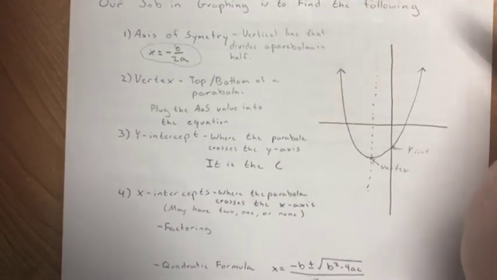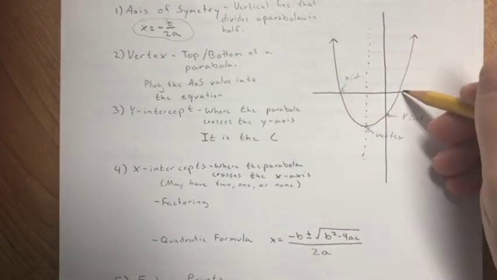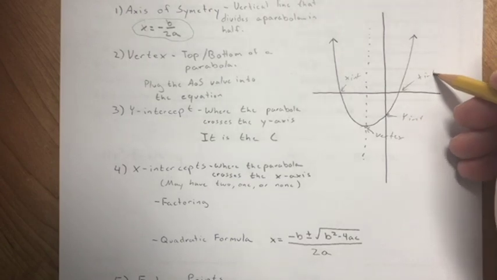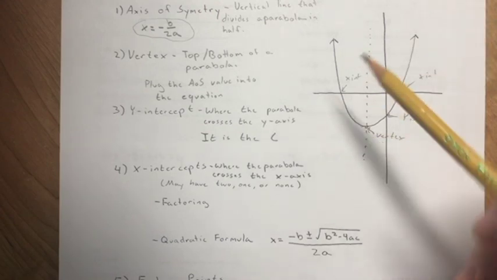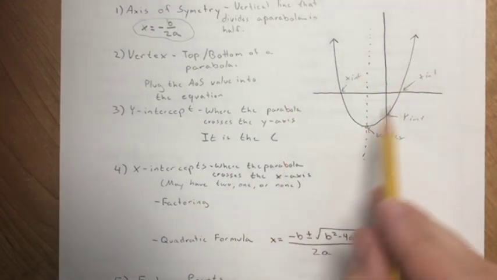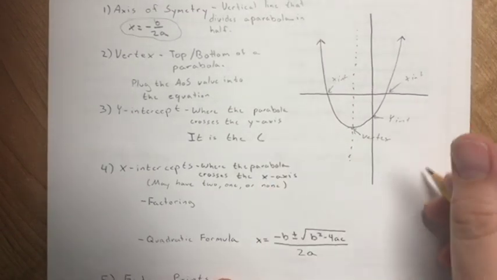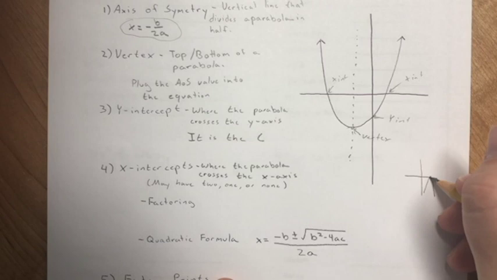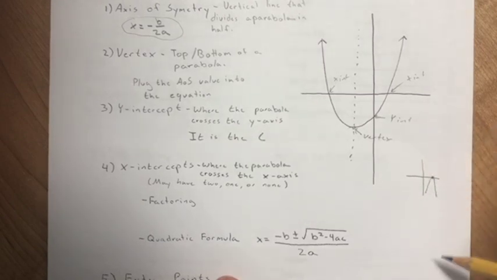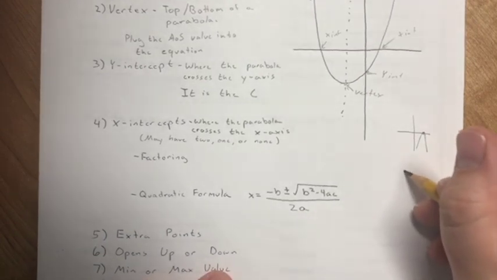All right, x-intercepts. Those are these points right here. This would be my x-intercept, and this would be my x-intercept. This is where the parabola crosses the x-axis. Here's a little hint though. Sometimes, like in this case, we have two x-intercepts. Sometimes we might have one, and the way that would look is if my parabola just touches the x-axis, so it only gives me one. Or I could have no x-intercept at all.